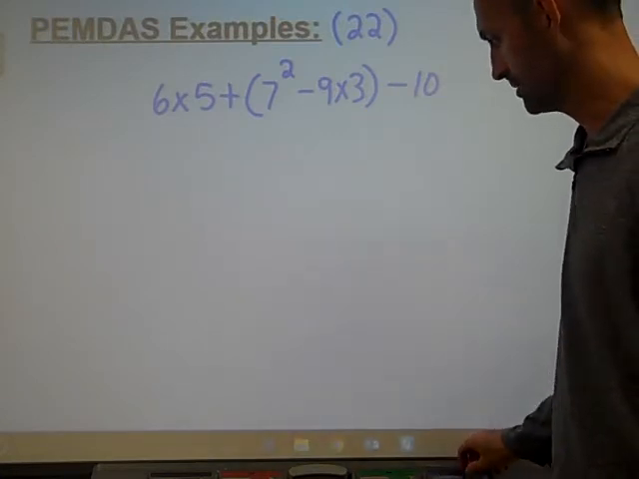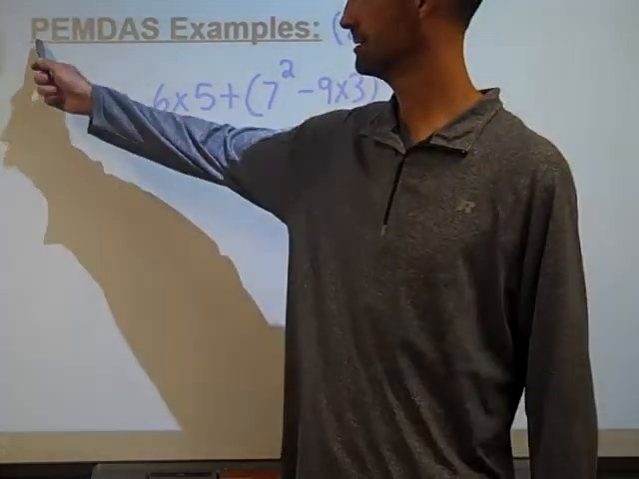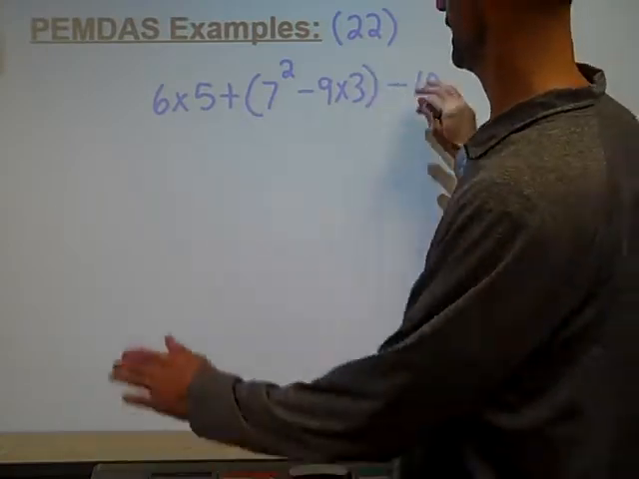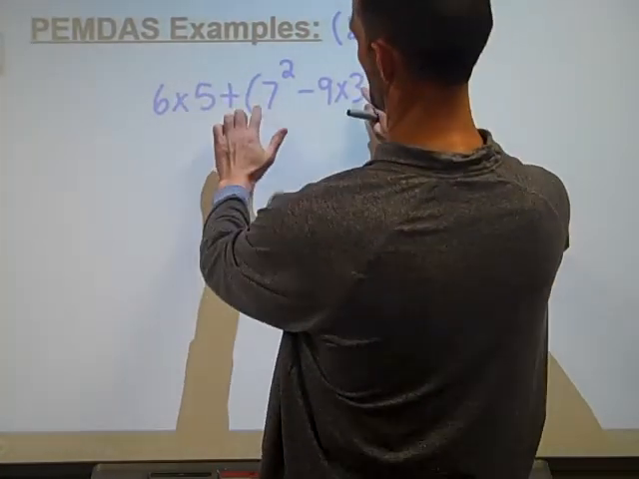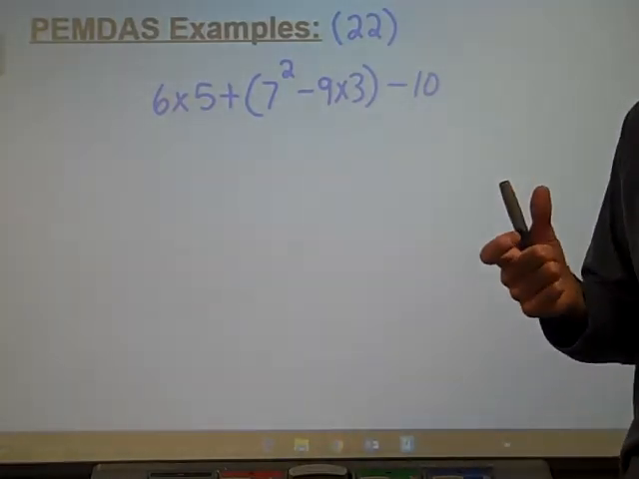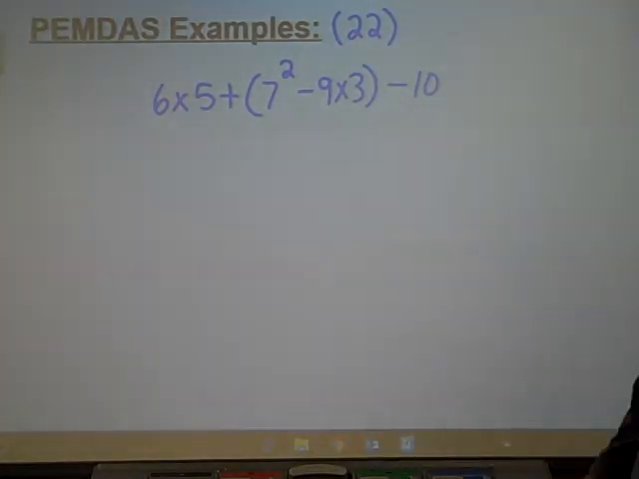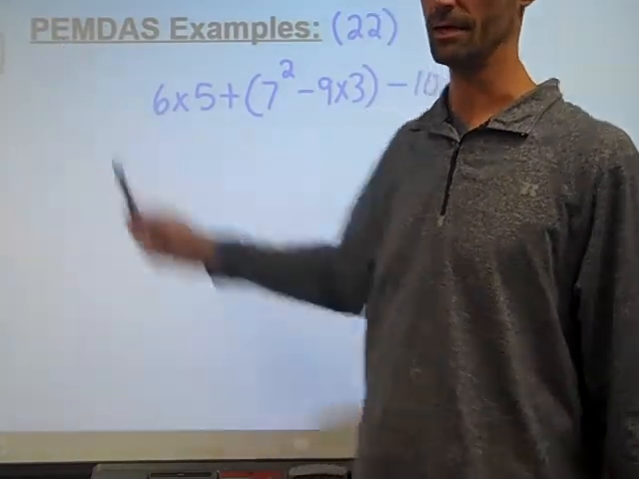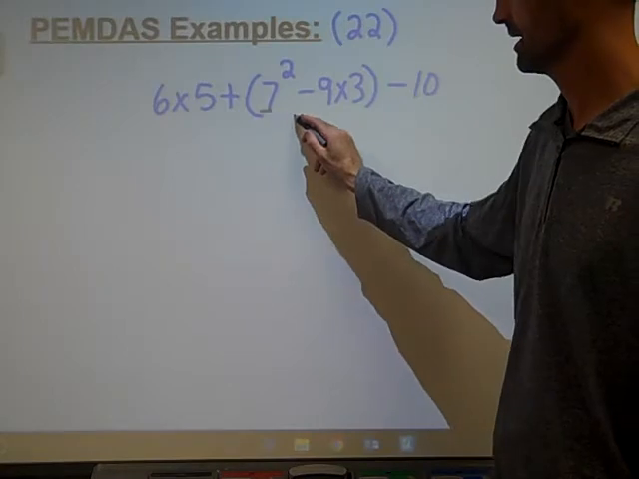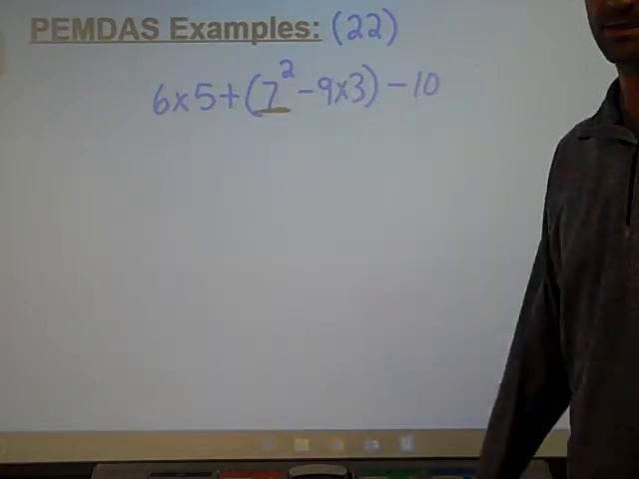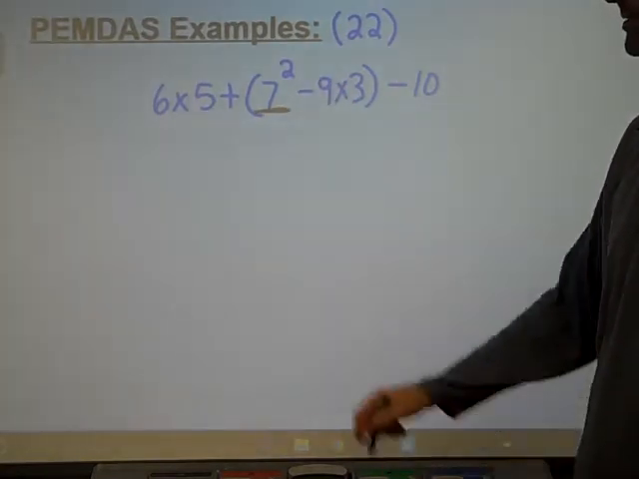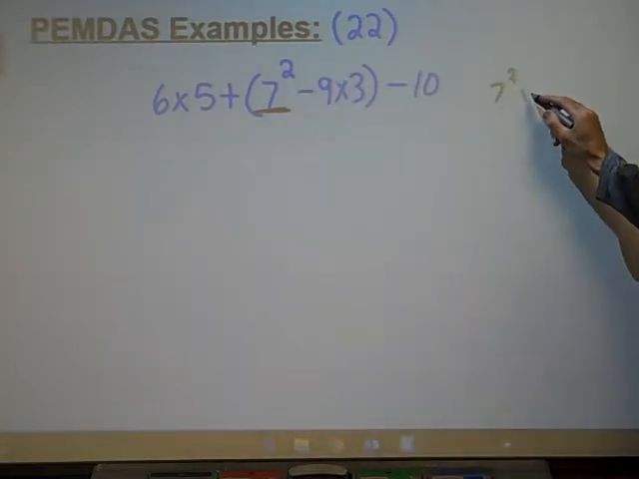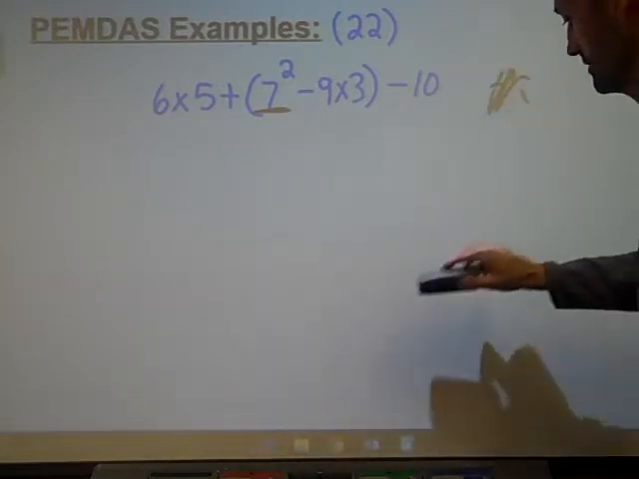And we go back to PEMDAS. P for parentheses. Are there any parentheses? Yes. Okay, here they are. So we have to deal with and work out what's inside the parentheses first. So inside the parentheses, are there any exponents? Yes. Here is the exponent, so that's our first thing that we have to do. 7 squared. Again, you have this in your notes. You have it glued in your notes here.